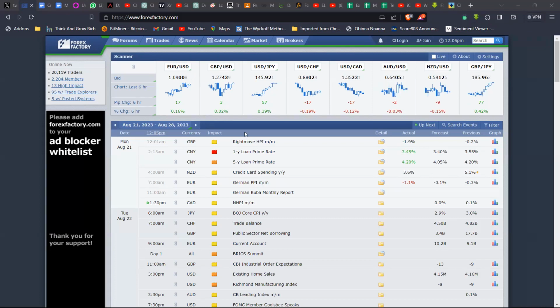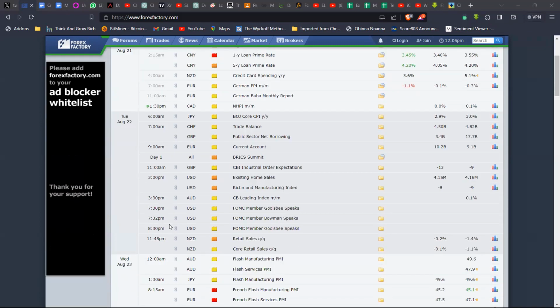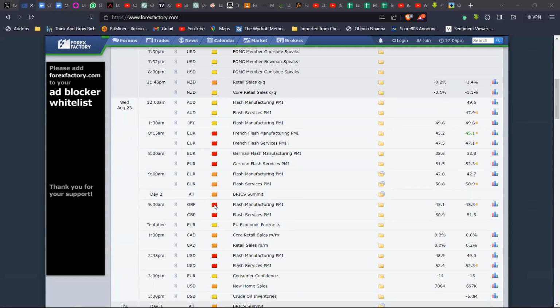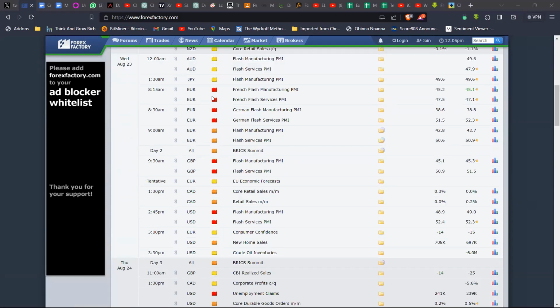Today is Monday, and there is no high impact news on major pairs except for the Chinese yuan one. Tuesday is also relatively quiet, and then on Wednesday we have lots of red news from the euro, the UK, and also the US. So we have high impact news relating to the euro, the pound, and the dollar. Keep those in mind.